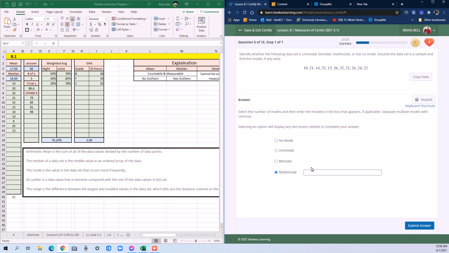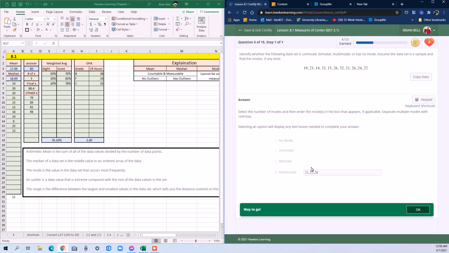All right, so we're going to put 21, separate it by a comma, 32, with a comma in there, 26, and that's the right answer.